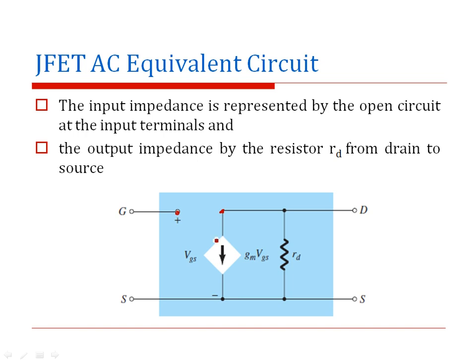The output impedance is represented by the resistor rd, from drain to source. And as we have already discussed, this is represented by a current source. Current is flowing from drain to source, and it is equal to gm into VGS. So this VGS is the voltage across these two terminals. Okay, so this is the equivalent circuit of JFET.